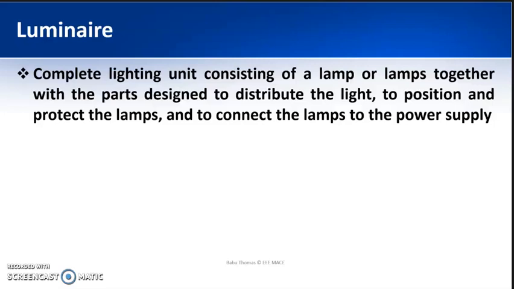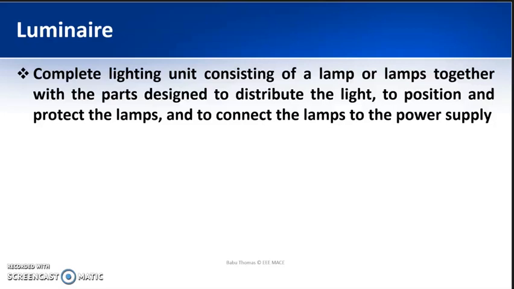We need to position the particular lamp, and it also has the housing to protect the lamp. A basic example is the street light you see on the roadside. That entire fixture is nothing but a luminaire. So it is very easy to explain. It has the system to position the lamp. It has a housing to protect the lamp. It also has a system to distribute the light. It has a reflective system, a casing to protect the lamp, and also a provision to connect the lamp to the power supply.